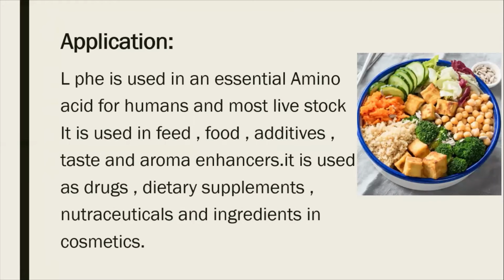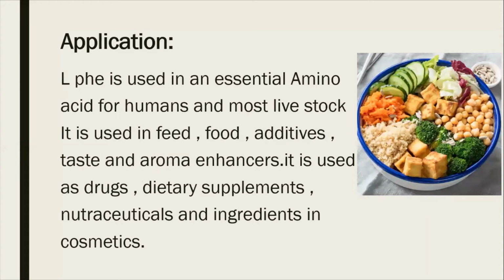Applications. It is used as an essential amino acid for humans and in most livestock. Livestock are farm animals except the poultry animals. It is used in feed, food additives, taste, and aroma enhancer. Additives are substances added to something in small quantity to preserve it, like monosodium glutamate.